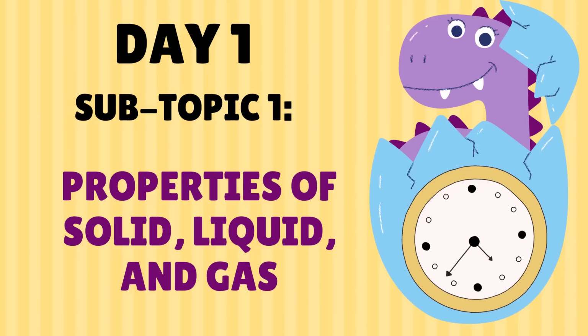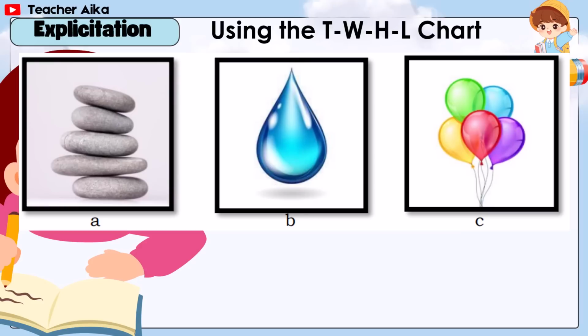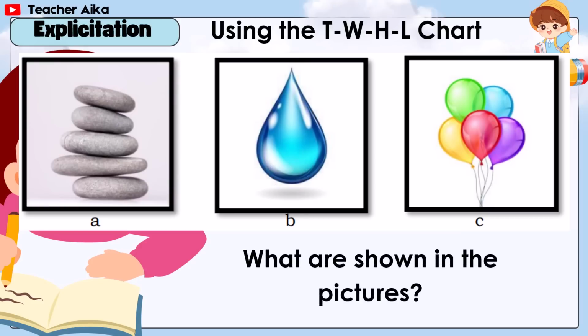Day 1, subtopic number 1, properties of solid, liquid, and gas. Let's have an activity. What are shown in the picture? Let's identify. A. Stones. B. Water. And C. Balloon filled with air.